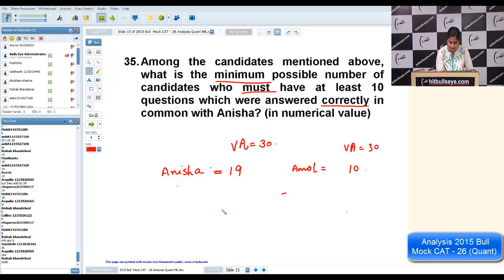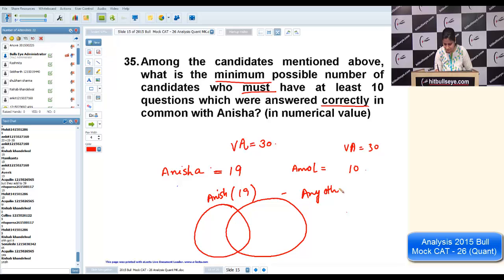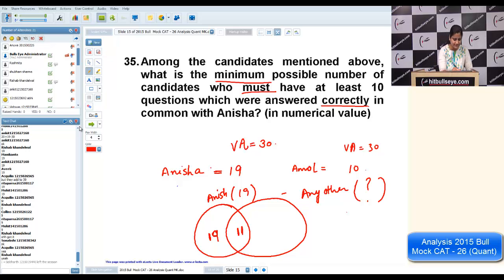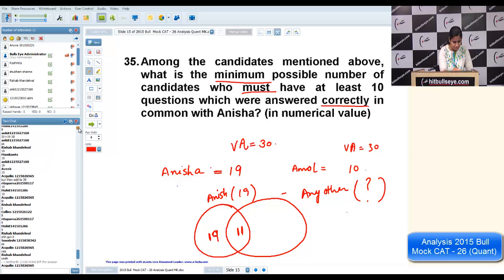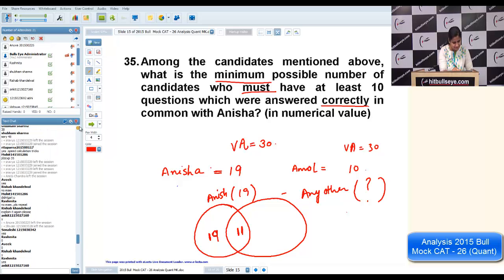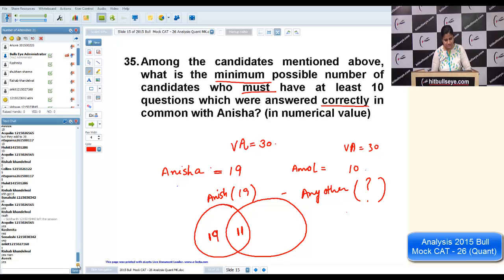Is it okay now? So let us see what I am trying to tell you. If we take Anisha here and any other student here, I don't know the data here. If I am putting 19 here, the maximum value here can be 11. That is the only possible value. Is it okay now? Aquilin, Rishabh, you got that now? That was the thing I was trying to tell you. Mohit, Rashmita, Rishabh, Ankit, you got that now? So coming to the table.